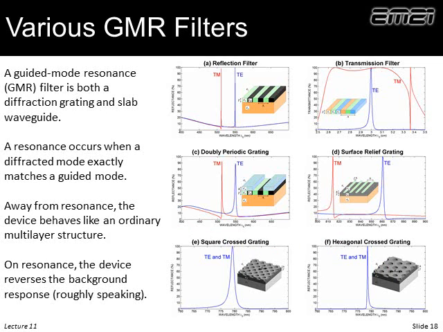I like to think of guided mode resonance filters having two different responses. Away from the resonance, we have this background response. And we can design that background response either to be low reflection or high reflection. Then we introduce a grating, which will produce a resonance if it's also a waveguide. And that resonance will tend to reverse whatever transmission reflection response we have in the background. So if we have a high reflective background, the guided mode resonance filter will give us a low reflection resonance, and vice versa.